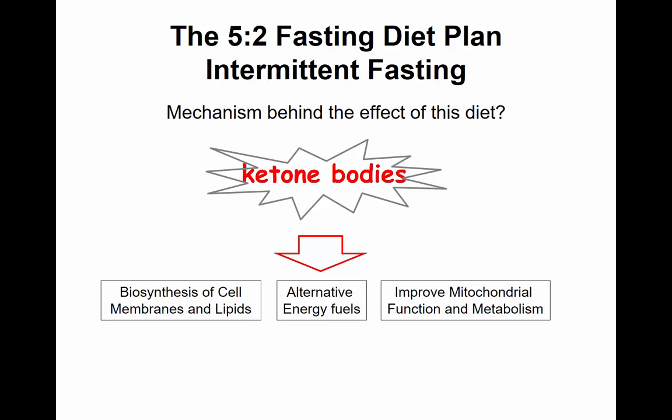And also a lot of studies show that ketone bodies can improve mitochondrial function, which is very important, right, to oxidize fatty acids. So again, the ketone bodies are really the most important metabolites here that regulate the beneficial effects of this type of diet and also the ketogenic diet, right?